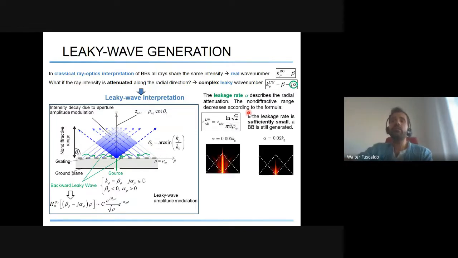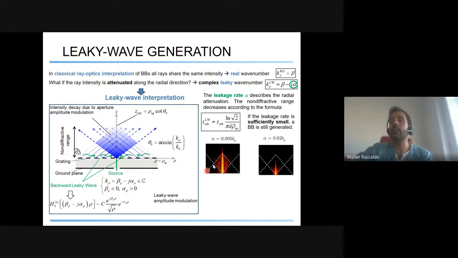However, if such a leakage rate is sufficiently small, a Bessel beam is still generated. Here you see two examples. In this case, you see that the attenuation constant or leakage rate is just 0.005. The vacuum wave number is very small. And indeed, as you can see, the Bessel beam reaches with almost the same intensity the non-diffractive range predicted by ray optics, which is here emphasized by these white dashed lines.